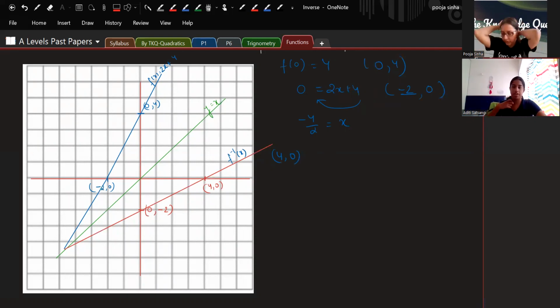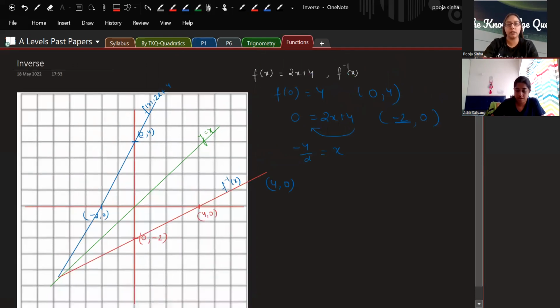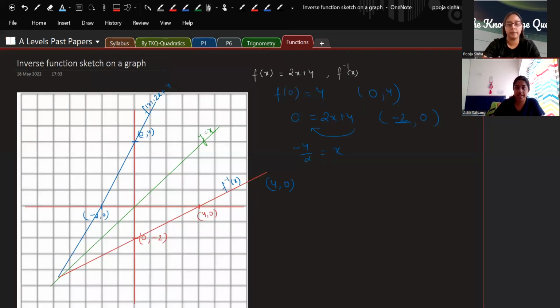You can do it on the graph sheet later, but you understood the concept, right? So what have we just done? We are sketching an inverse function on a graph. This is the inverse function. Necessarily, if f(x) has these coordinates where x is equal to 0 and y is equal to 0, then it'll be the swapped version of that for the inverse graph, right?